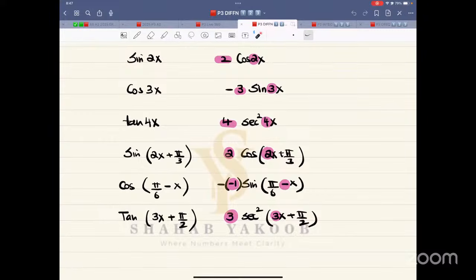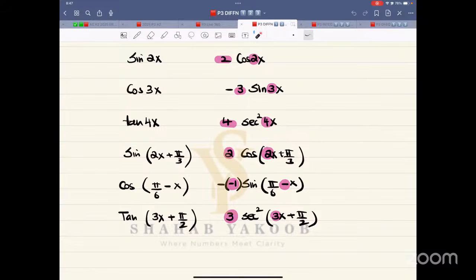Cosine of 3x, that is what? That is negative 3 sine 3x. Actually, the derivative of cosine 3x is negative sine 3x, 3 comes out and multiplies. Tangent of 4x, that is 4 sec squared 4x.